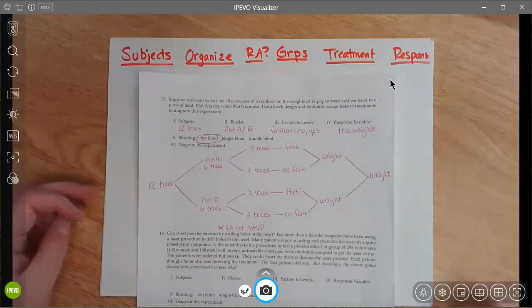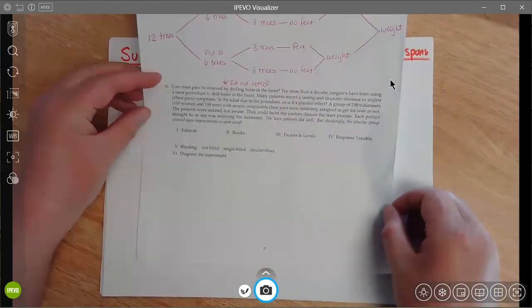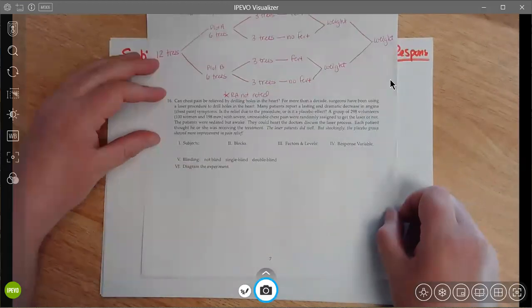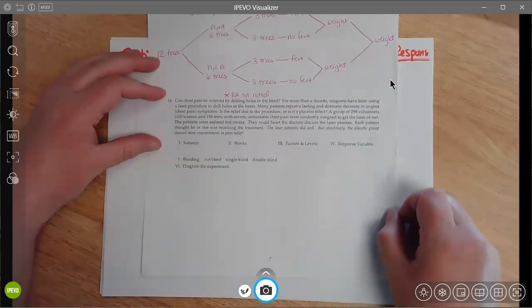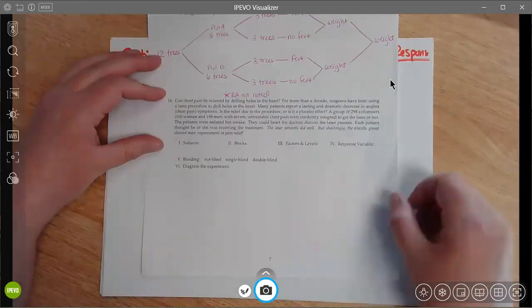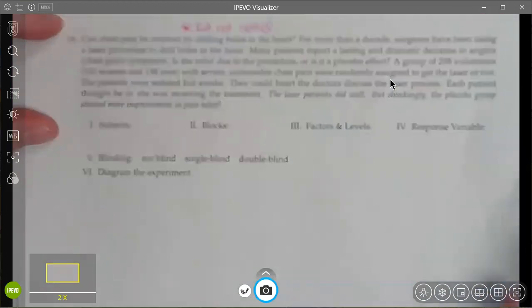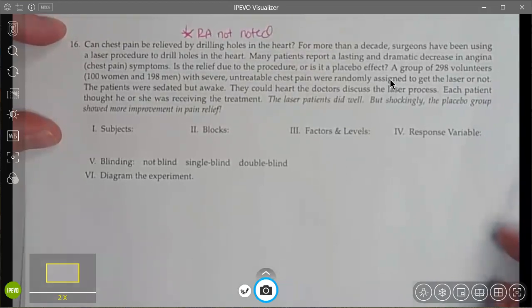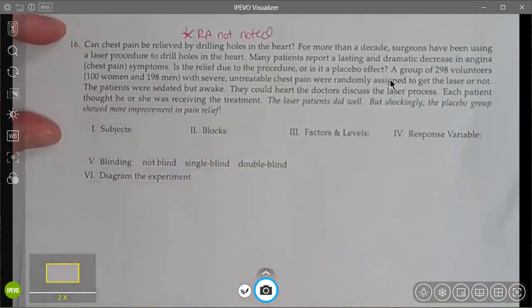So let's take a look at the one below this. This one is really fascinating to me. It says, can chest pain be relieved by drilling holes in the heart? For more than a decade, surgeons have been using a laser procedure to drill holes in the heart. Many patients report a lasting and dramatic decrease in chest pain symptoms. Is the relief due to the procedure, or is it a placebo effect?